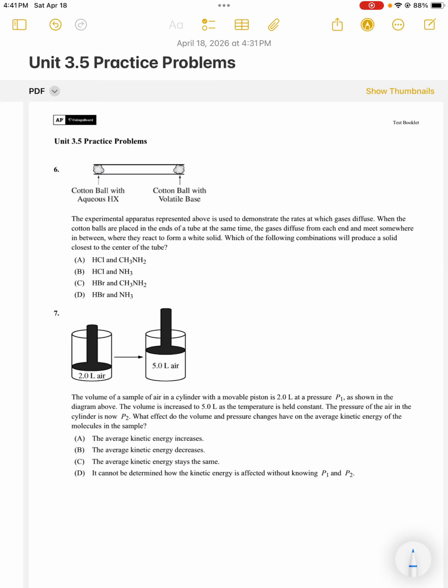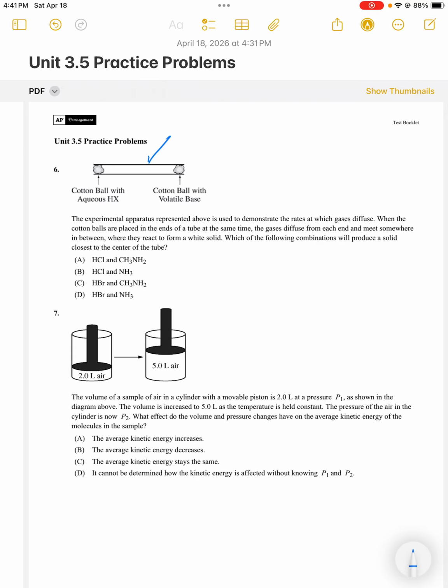Okay, so now we're going to finish out this practice problem set, starting with number 6. And number 6 is a question that I did not have any idea what they were going for when I first saw it. I think it's confusing, but now it's kind of a popular question.